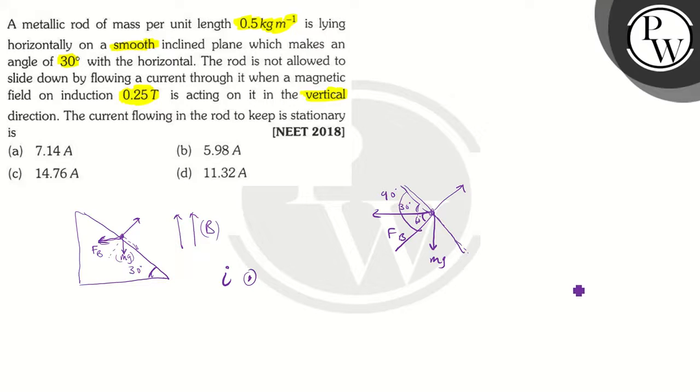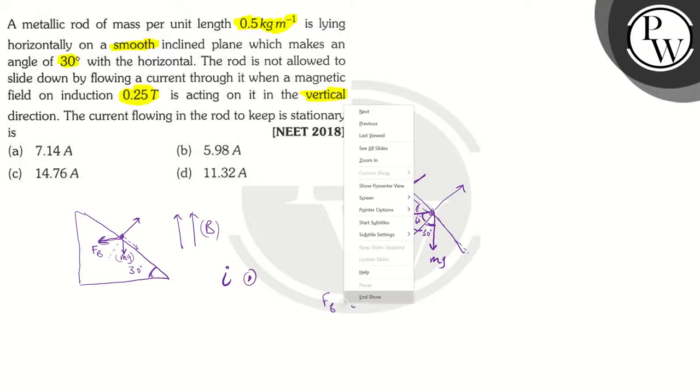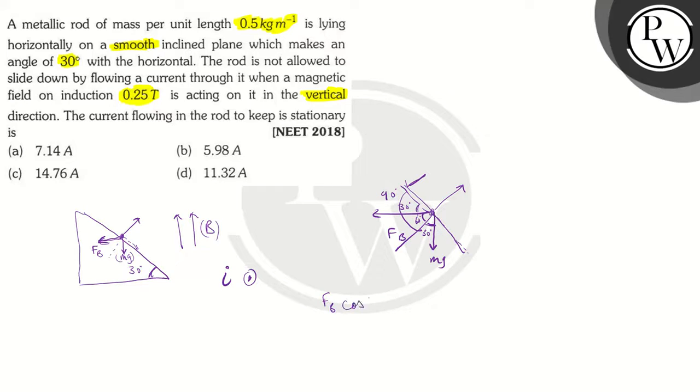And again, FB and mg are also at 90 degrees. So this angle becomes 30 degrees. So we can take the component of force due to the magnetic field and the gravitational force along this line, the inclined plane. So we will get FB cos 30 is going to be equal to mg sin 30.